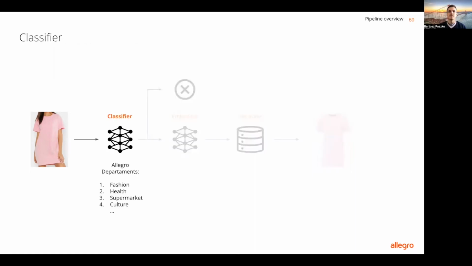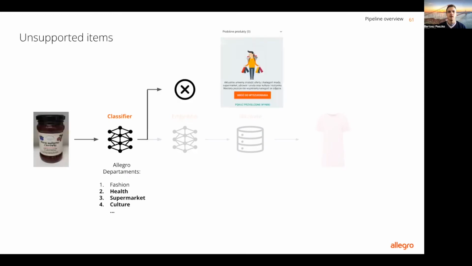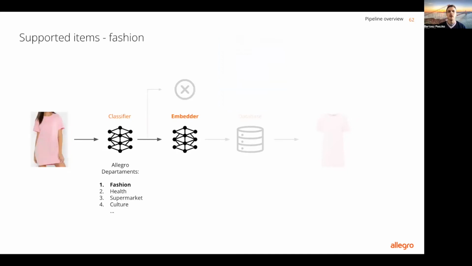When the user sends the photo, it is first run through a classifier to check if we can handle it correctly. This model classifies items into one of 12 departments, with some examples above. At the beginning, we didn't support too many categories in Allegro, so most of the queries were classified as the unsupported department and returned an appropriate message. However, when a photo was classified as a fashion item, we could proceed to the next model, the embedder.